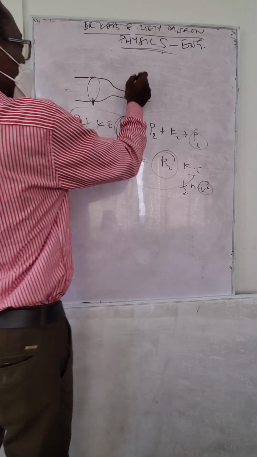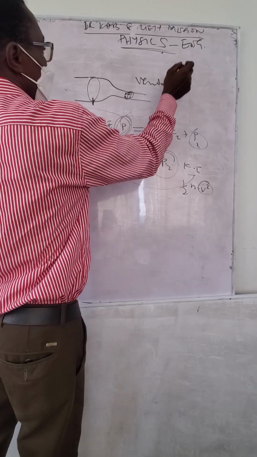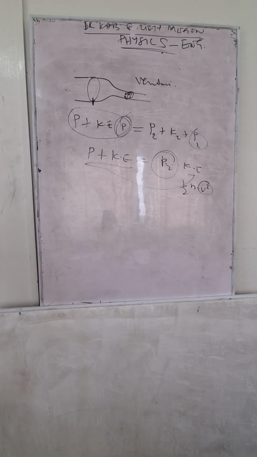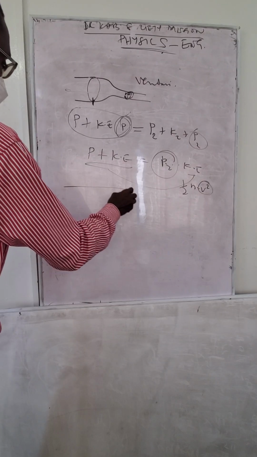So this would be the Venturi. Okay. Now there's another one we call the Pitot one. Let's look at that one too. Pitot static tube. Okay. Now the Pitot static tube goes like that.